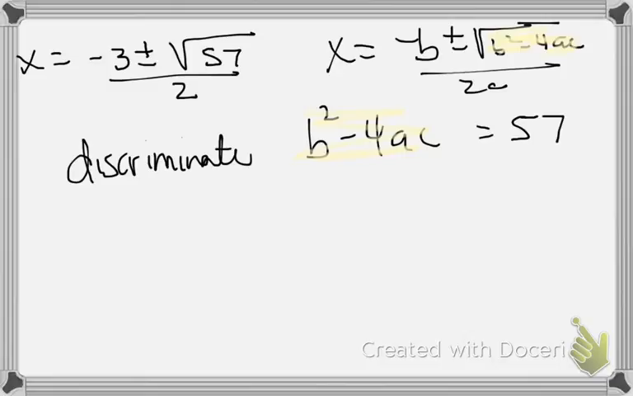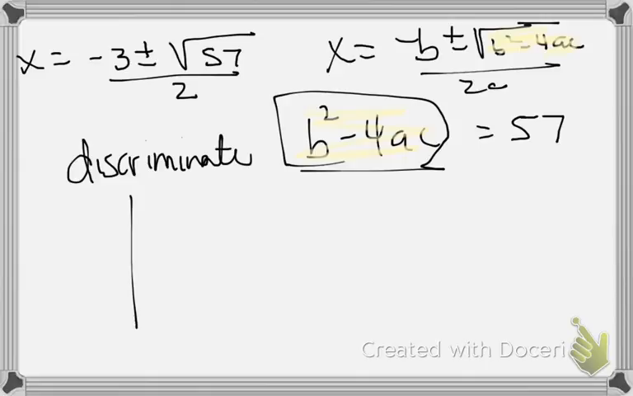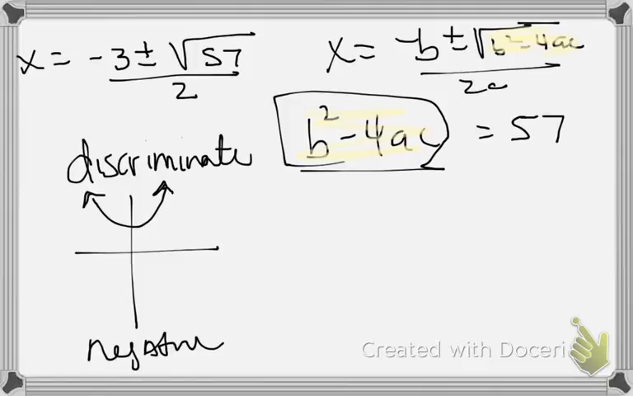All right, if you have a graph and this adds up to be a negative, then my parabola will not touch the x-axis. So it'll be 0 x-intercepts.